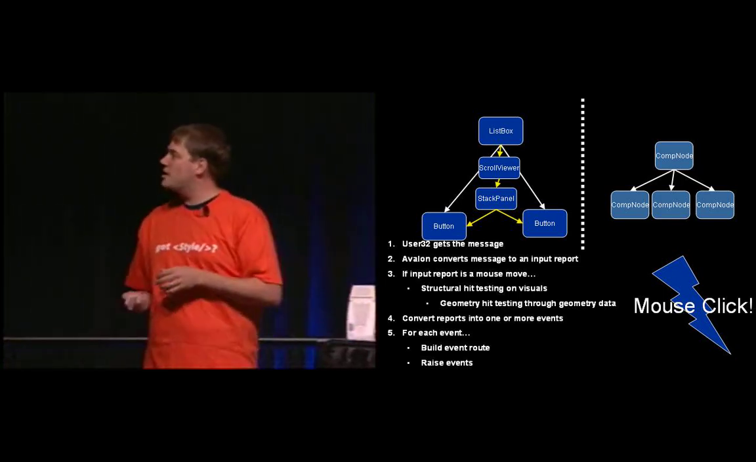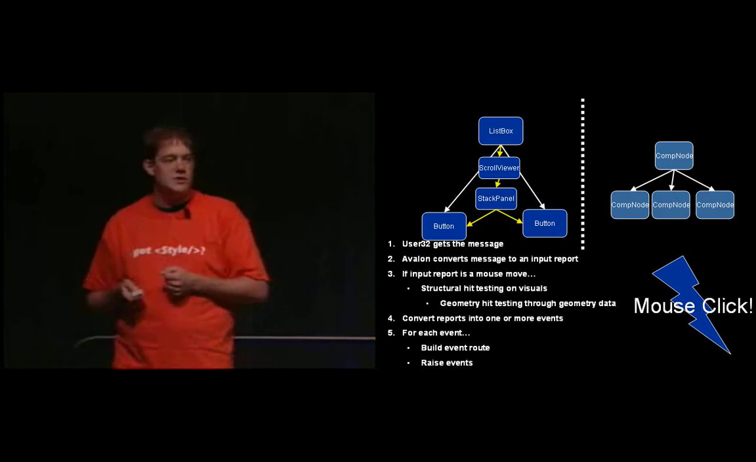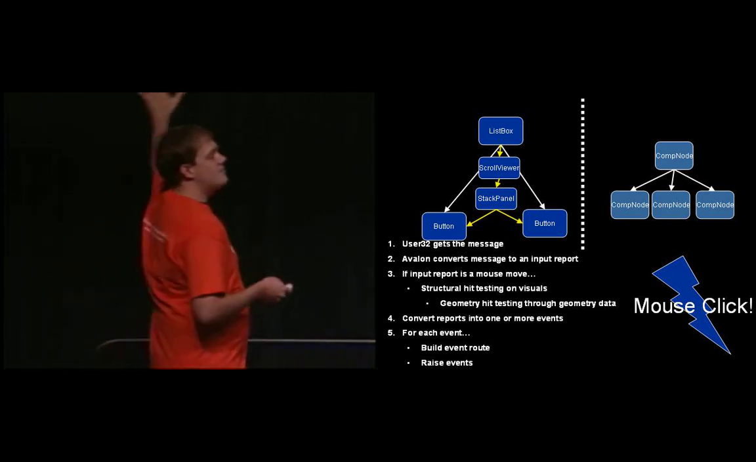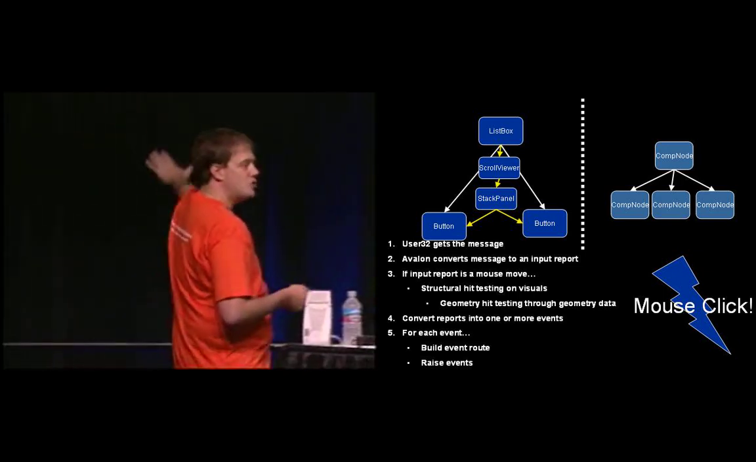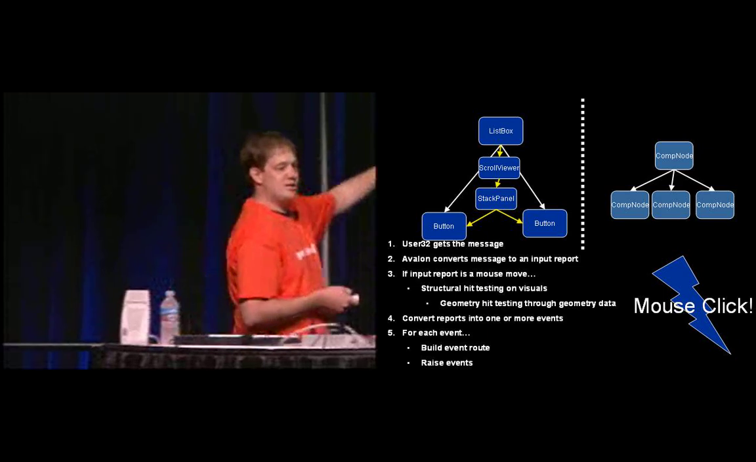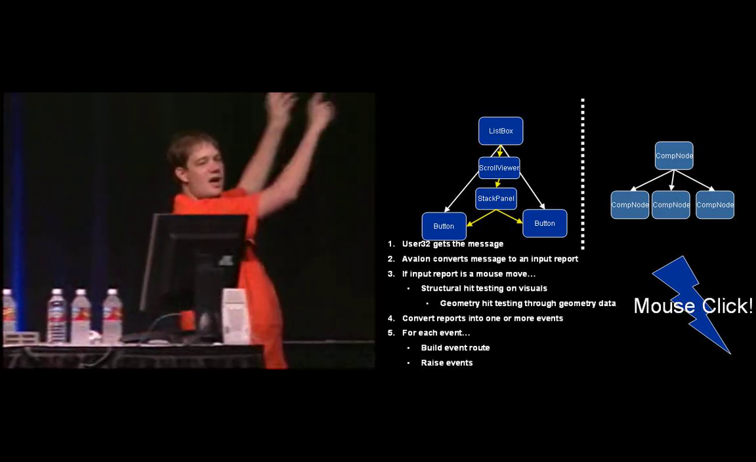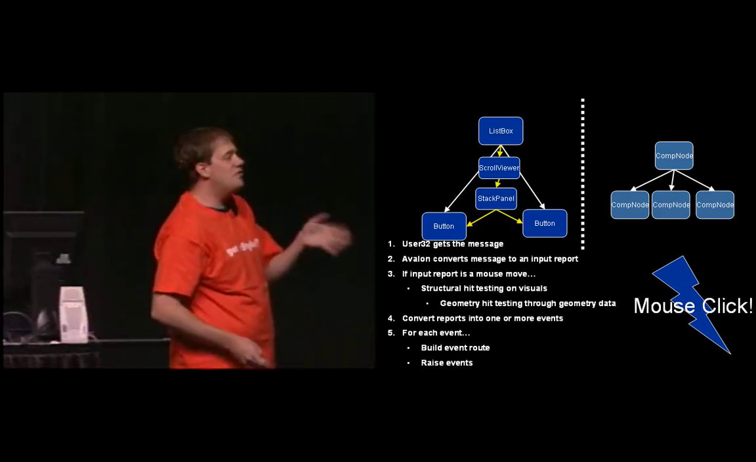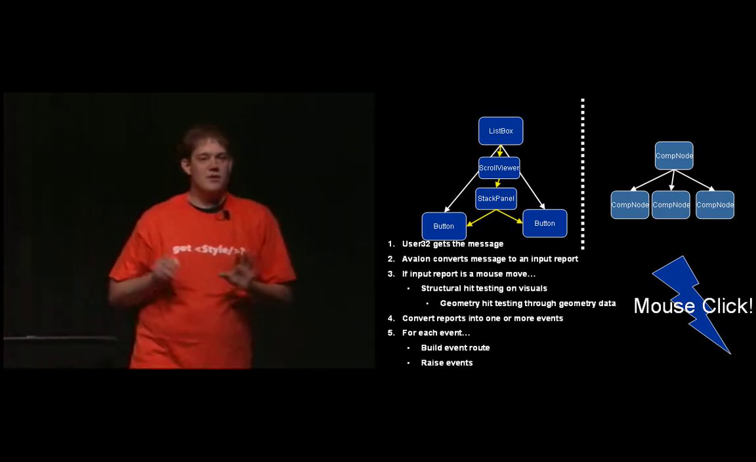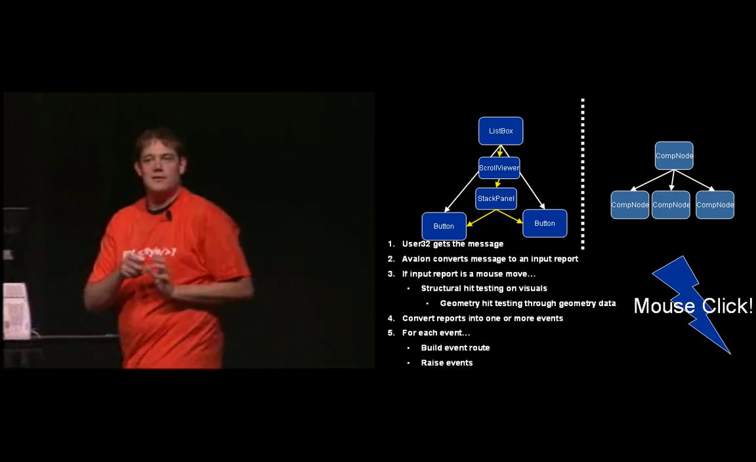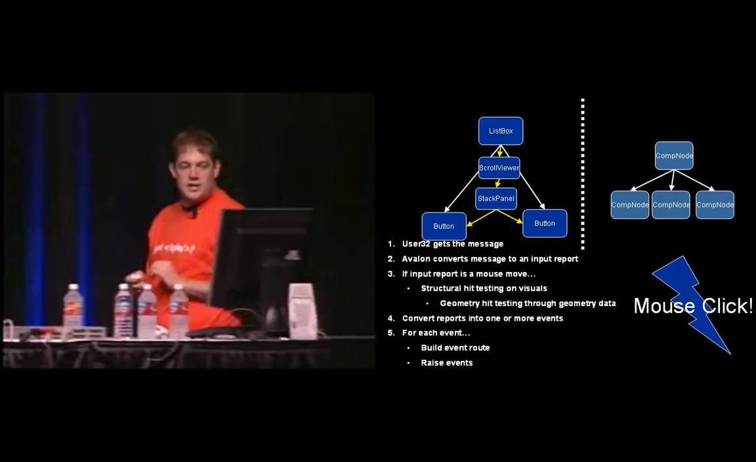So we're going to go through and do a structural hit test on the visuals. We're going to walk that left-hand picture, the UI elements. We're going to walk those and try to figure out where the mouse is. And the first thing we do is we just look at the silly bounding box. We say, oh, it's got to be somewhere inside of there. And if we think it's inside of there, we get this great result, which is hit test maybe. We're not quite sure.